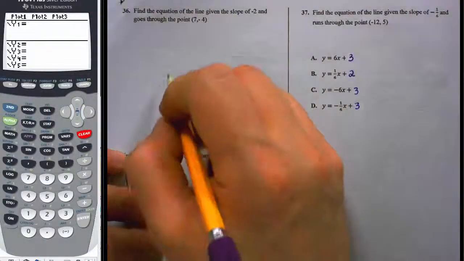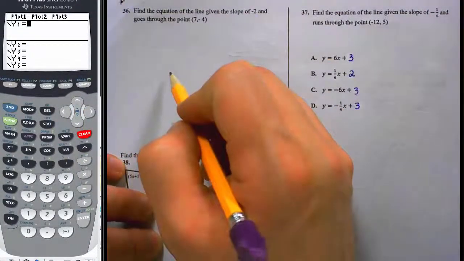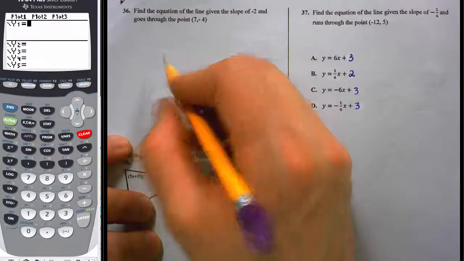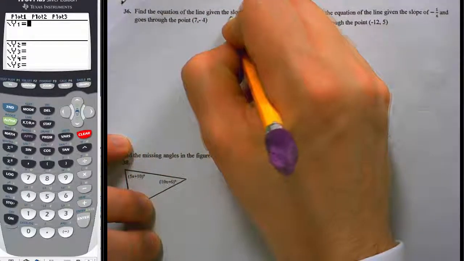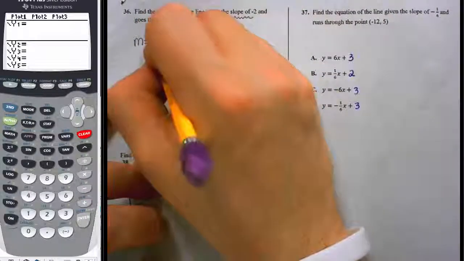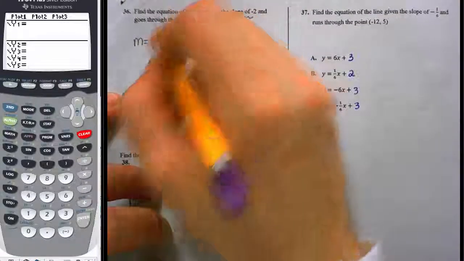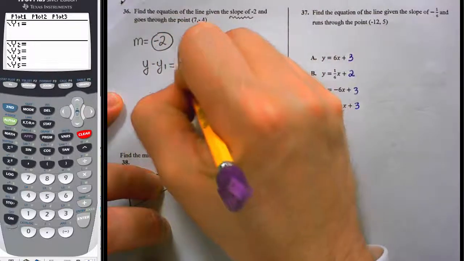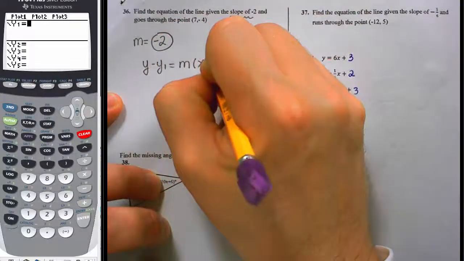Hello, we're going to now complete the final exam review, and here we have problem number 36. The problem gives me the slope, which is -2. So that means I don't need to find the slope, but I need to use the second equation, y minus y1 equals m(x minus x1).